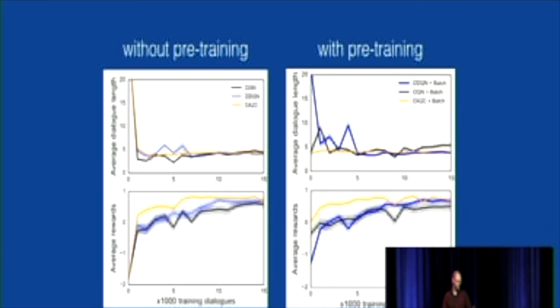So what you can see from these graphs is that with deep learning, you can train very efficiently already with a couple of hundred training dialogues. You can learn a good policy. And with pre-training, it becomes even more efficient. So these are the high-level results. I'm going to refer to a paper if you want to know more about it.